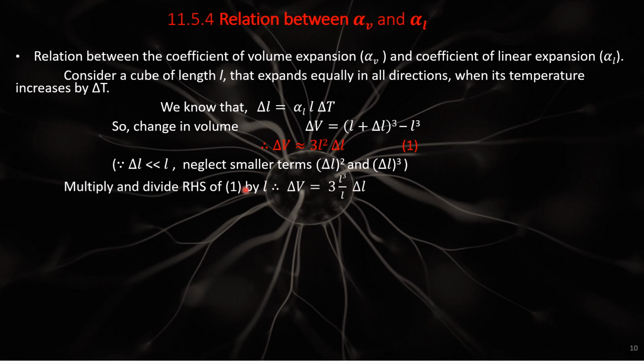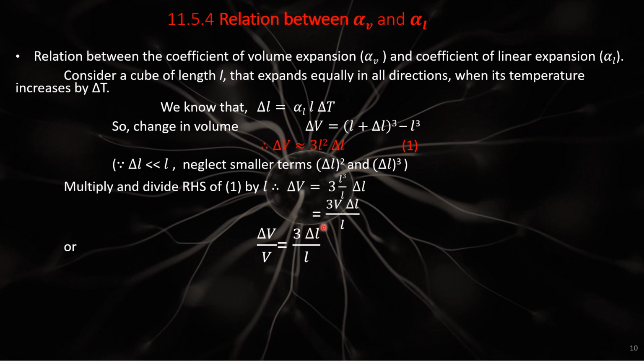Multiply and divide the right hand side by L. So this right hand side of equation 1 by L we are multiplying. Therefore the right hand side becomes 3L square into L is L cube, 3L cube divided by L into delta L. So that becomes L cube is volume V into delta L by L. So delta V is equal to 3V into delta L by L.